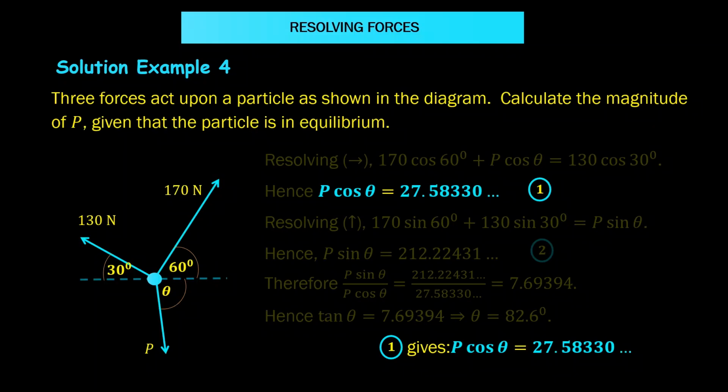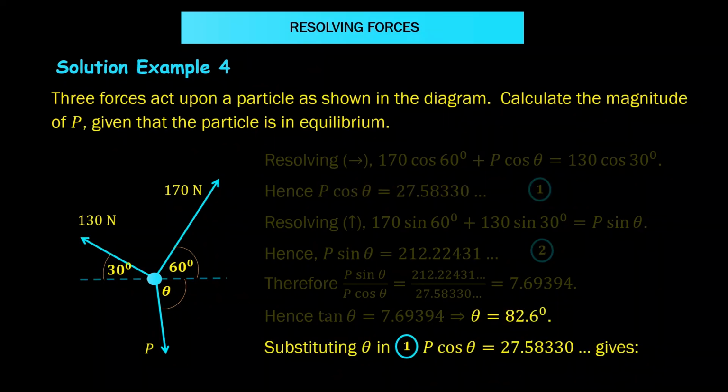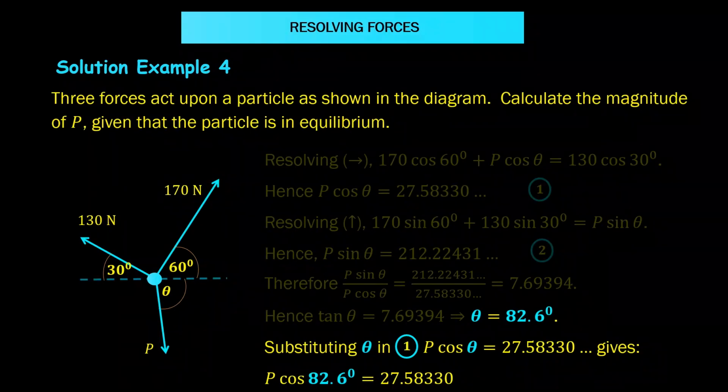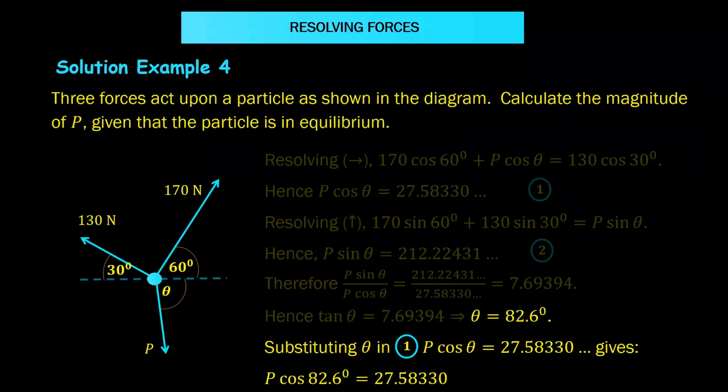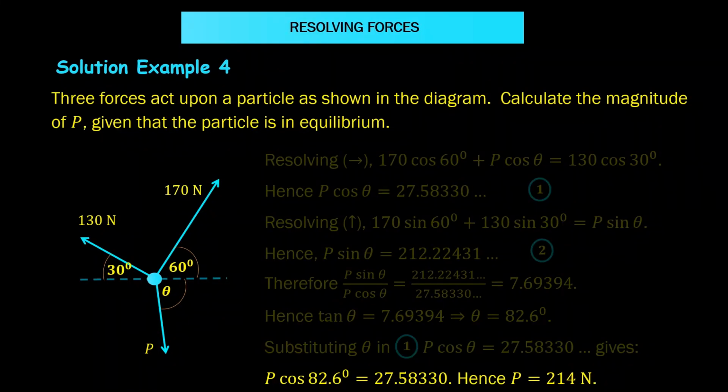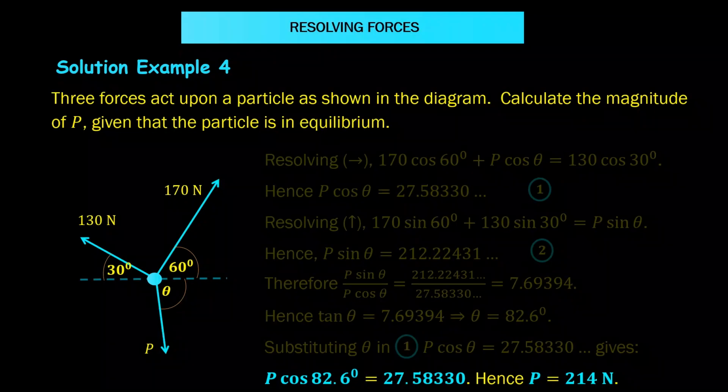Now from equation 1, we have P cos theta equals 27.58330. So we can now substitute theta into this equation as shown, to give us P equals 214 newtons.